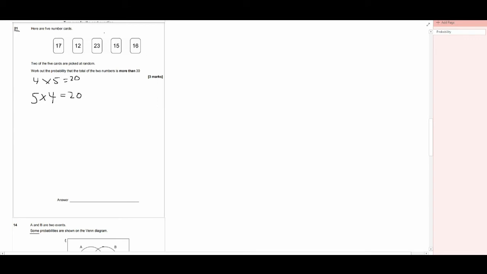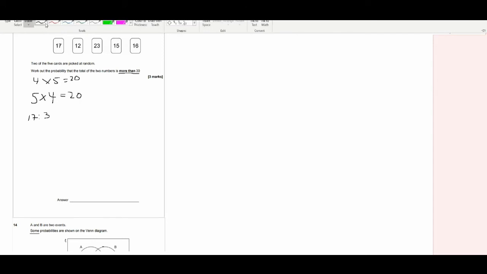The next thing to do is to figure out which of these combinations satisfy this condition that the sum is more than 30. So the first thing that you would do would be to take your first one, 17, and see how many of the other cards. So imagine you pick 17, how many of the other cards will give you what you need, which is being more than 30, and is not 12, but 23, 15, and 16. If you add 23 and 17, 15 and 17, 16 and 17, you will get more than 30. So 17 gives you 3 possible combinations, successful combinations, rather.